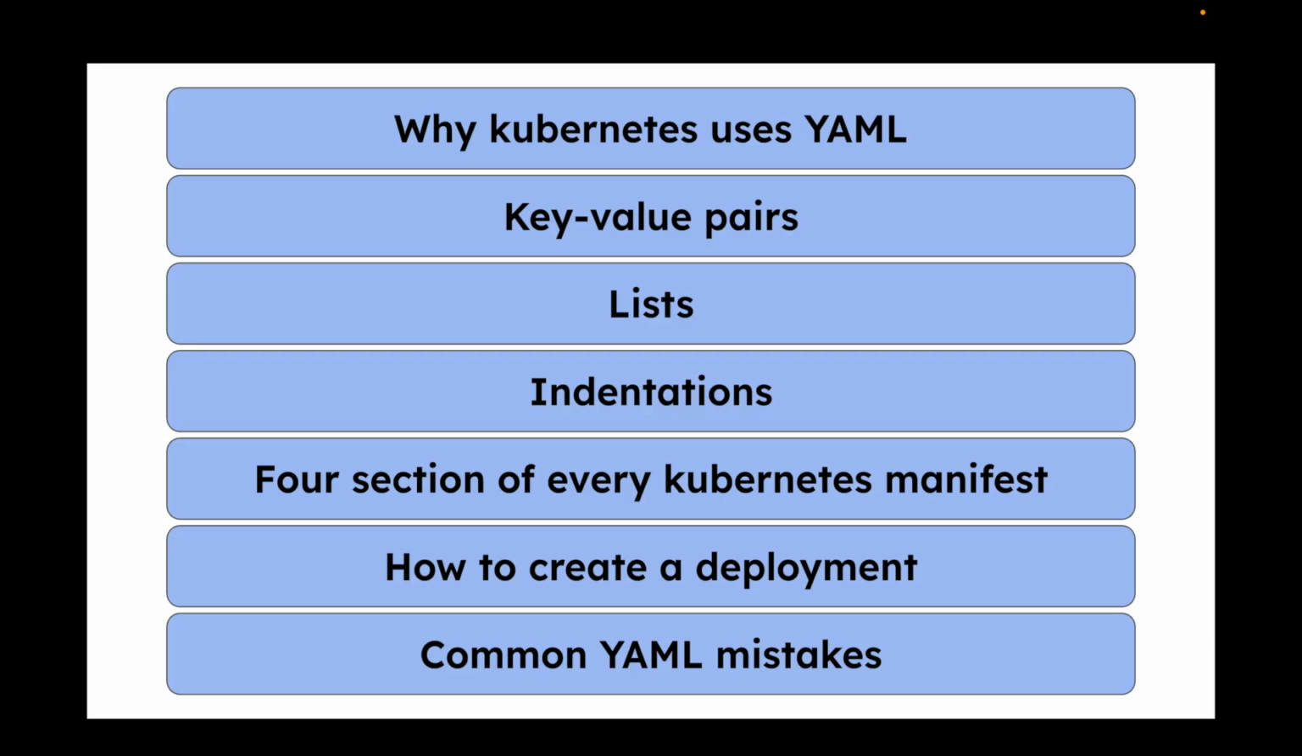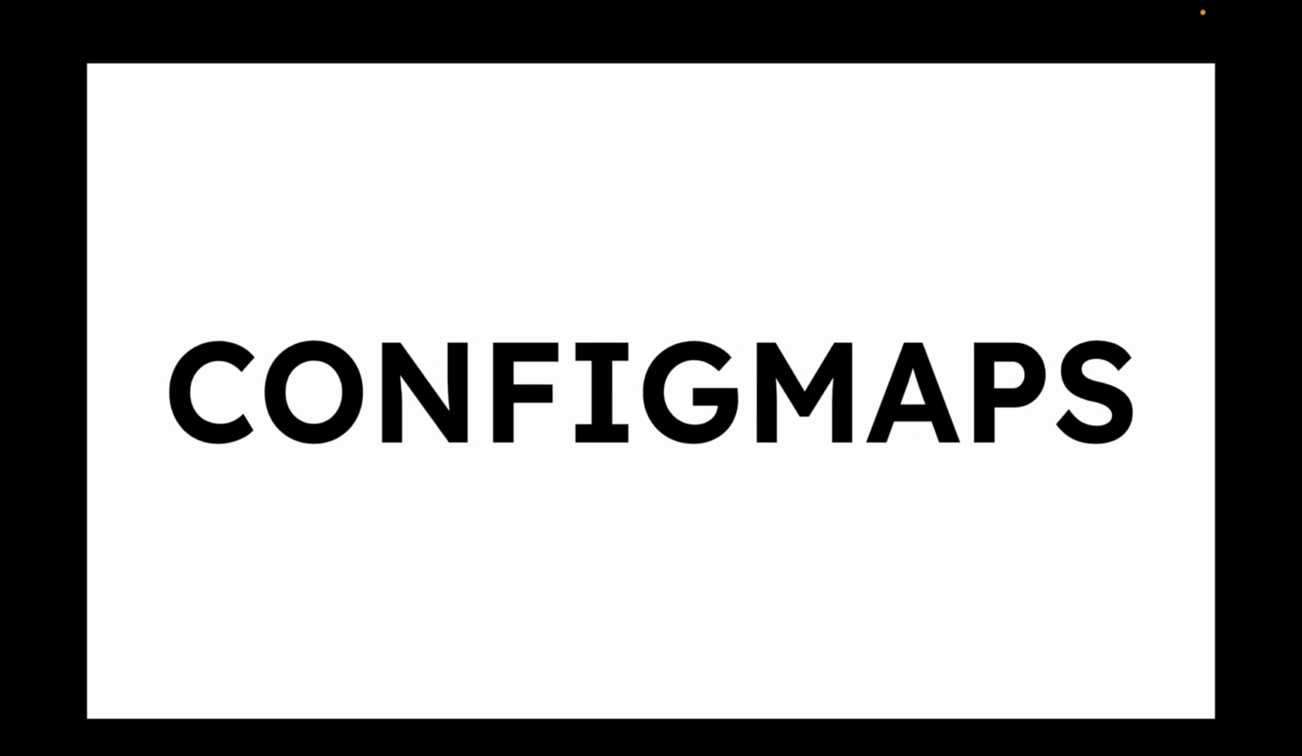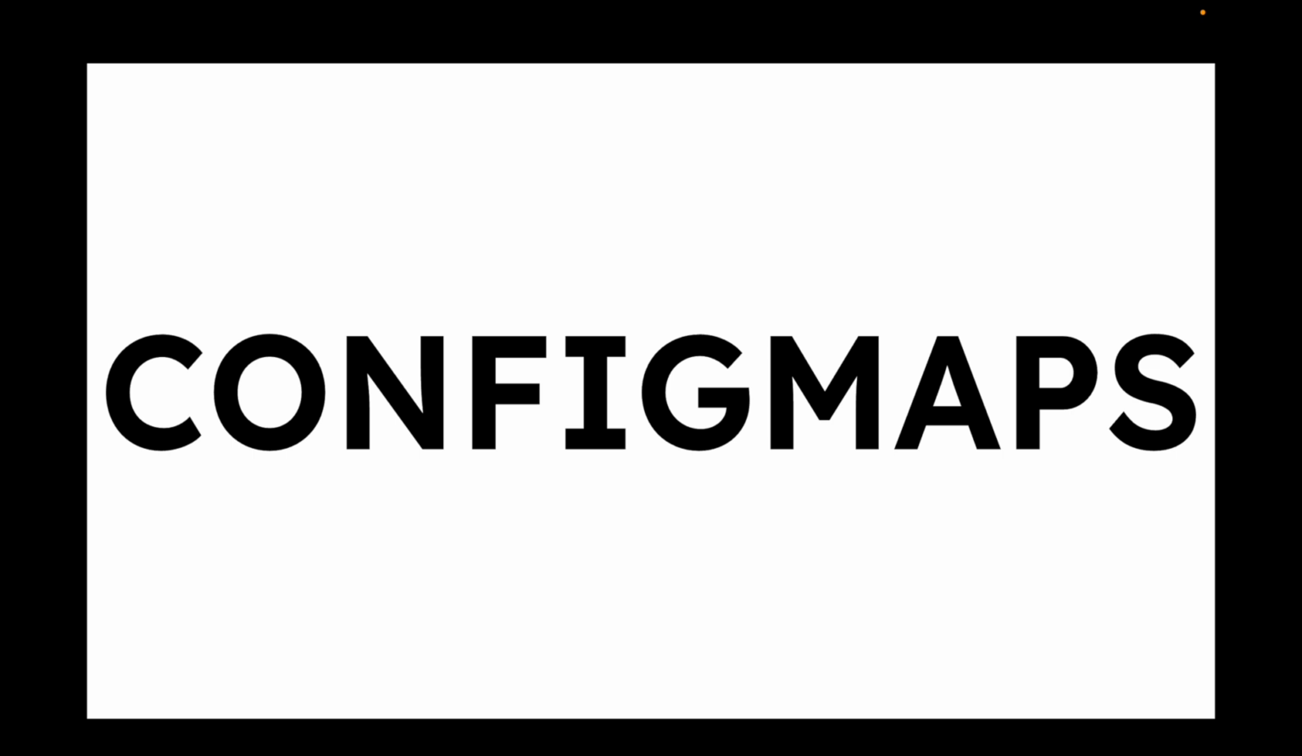In the next session, we are going to talk about config maps. Right now, in whatever YAML files you might be using, you might be having values like database URLs, API endpoints, and application settings that are hard coded in your YAML files. As your applications grow, that becomes difficult to manage. In the next session, we will learn how config maps solve this problem by separating configuration from your application code.